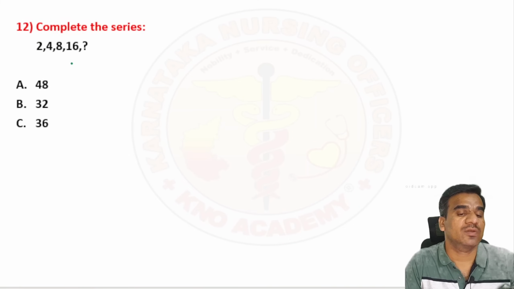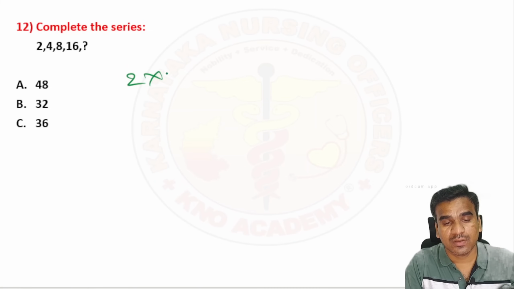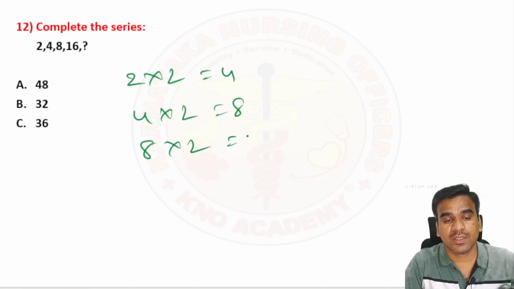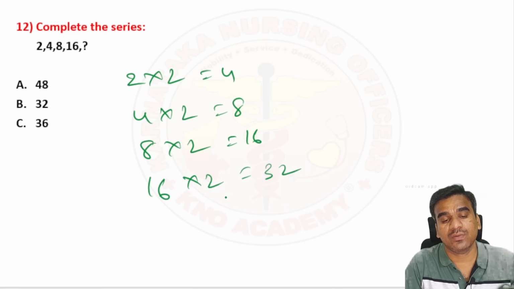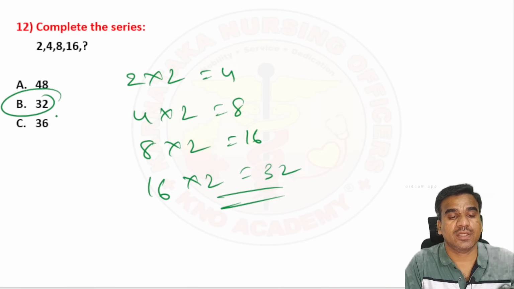Complete the series. So this is also very easy. 2, 4, then 2 2s are 4, 4 2s are 8, 8 2s are 16, 16 2s are 32. So this is the right answer.